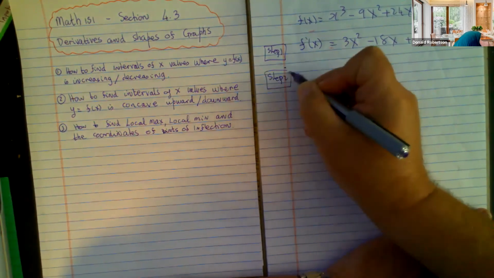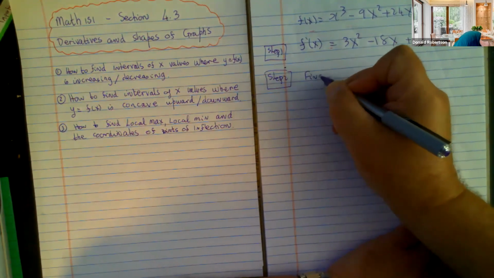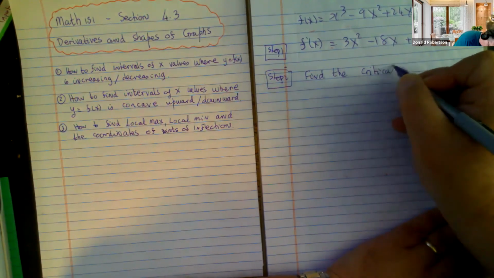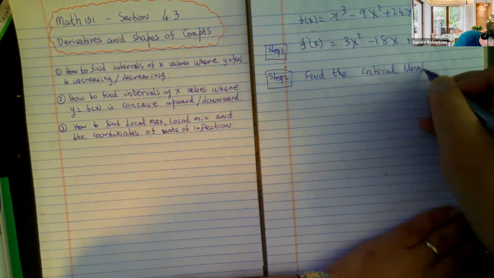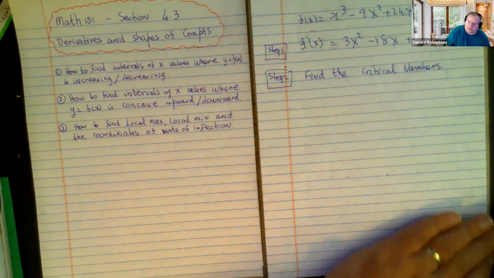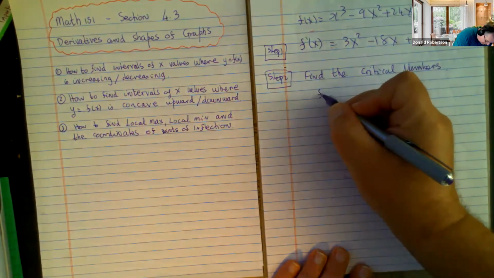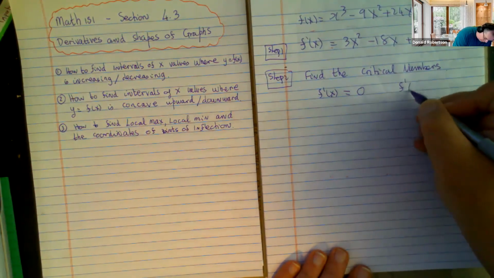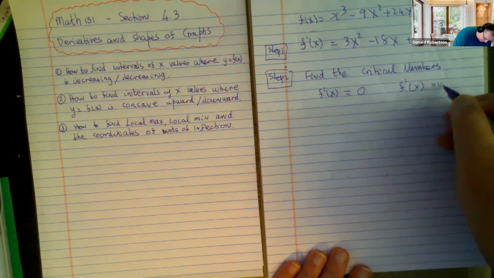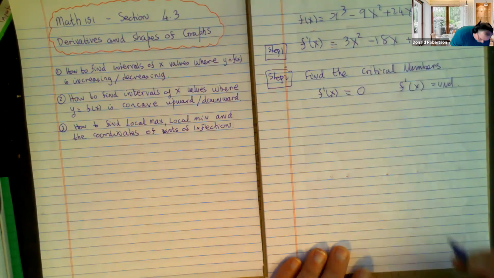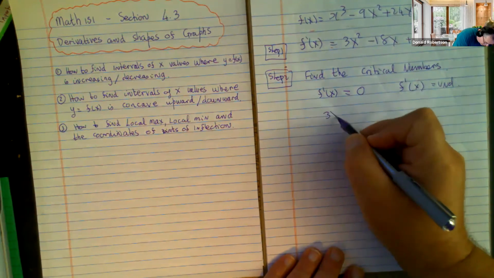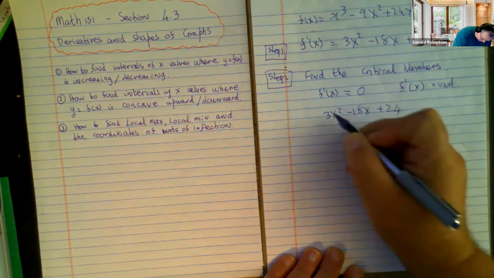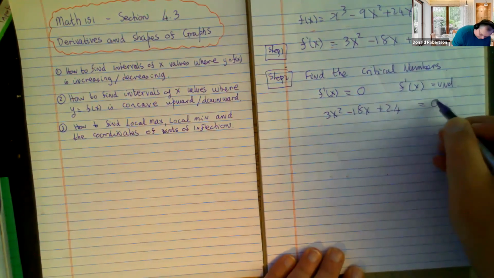Step two, find the critical numbers. So we are going to find places where the derivative is 0 and places where the first derivative is undefined. So I'm going to solve when the first derivative, which is this guy, is 0.